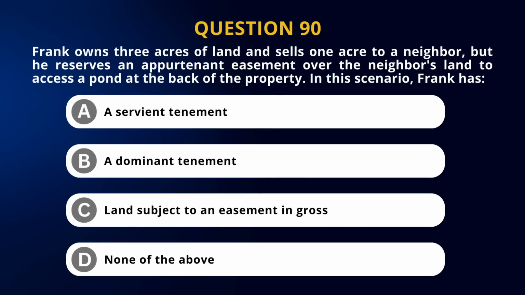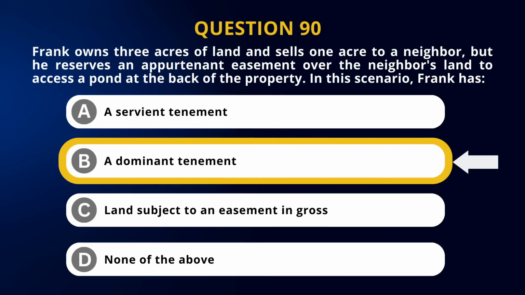Question number 90. Frank owns 3 acres of land and sells 1 acre to a neighbor, but he reserves an appurtenant easement over the neighbor's land to access a pond at the back of the property. In this scenario, Frank has letter A, a servient tenement. Letter B, a dominant tenement. Letter C, land subject to an easement in gross. Letter D, none of the above. And the answer is letter B, a dominant tenement.